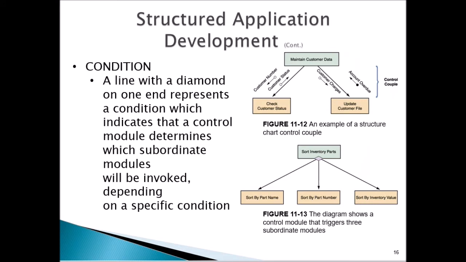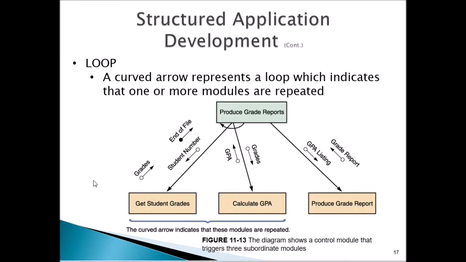And then of course there's a condition, which is represented by the diamond, which can usually answer questions like A or B or yes or no. And then there's a loop, which is a curved arrow that indicates that a module can be repeated until a certain condition is met. So in this example here, produce grade reports. It could continue on to do this for each student as it goes through and grades everybody's work.